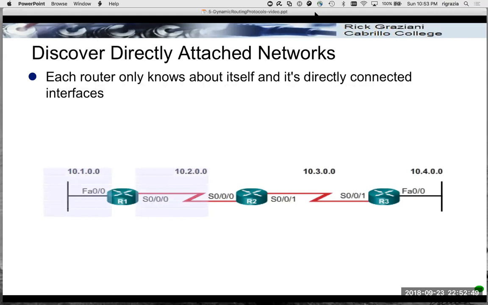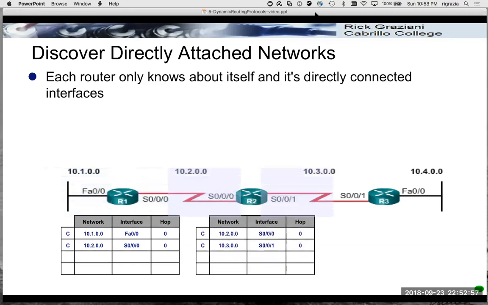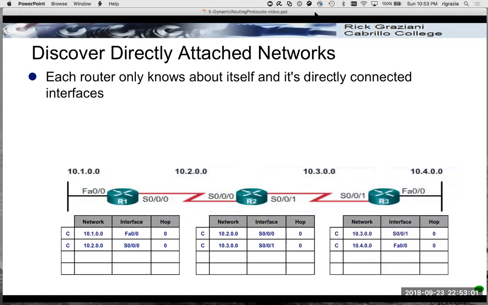All right, so we look at router R1 here, and it has two directly connected networks. It says, okay, I belong to those two networks. R2 says I have those two directly connected networks. And R3 says I have these two directly connected networks. That's all each router knows initially.